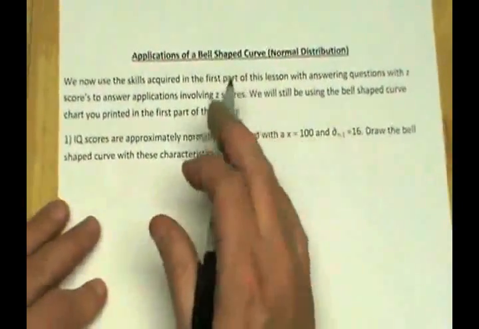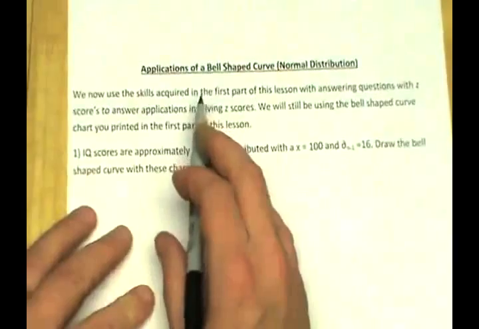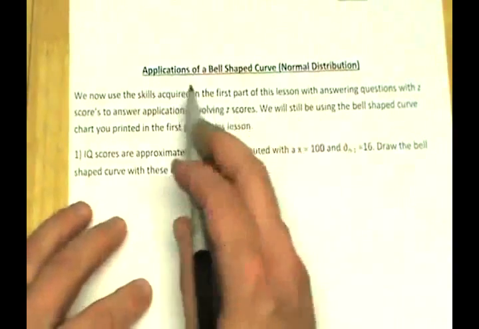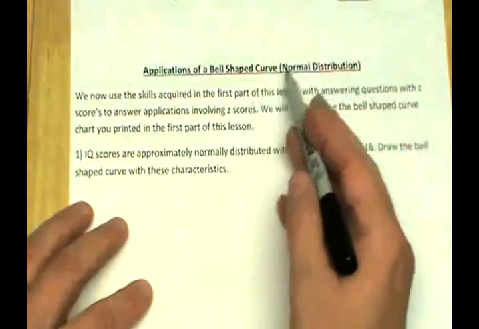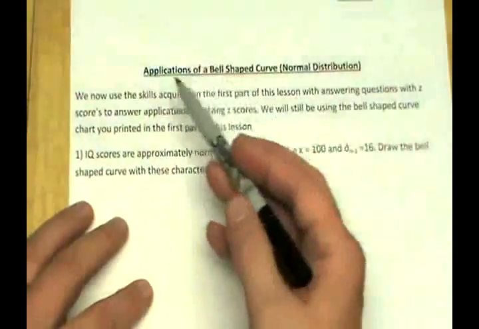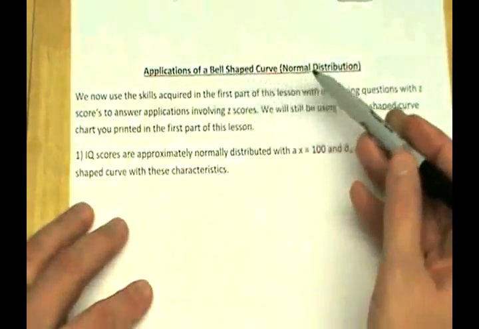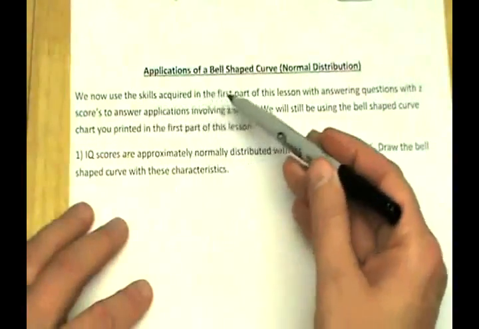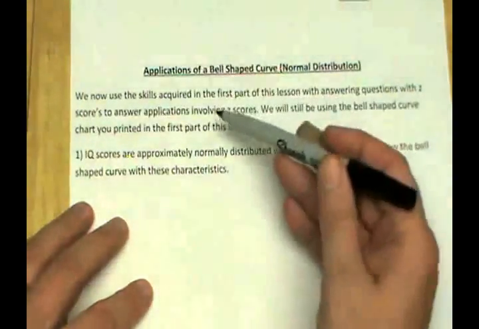And here we go. So applications now. So now we learned how to do z-scores. Now we're actually going to apply them. So applications of the bell-shaped curve. Again, it's called normal distribution. We're going to use the skills we just acquired in the first part with answering z-scores to answer applications. So we will still be using the bell-shaped curve.